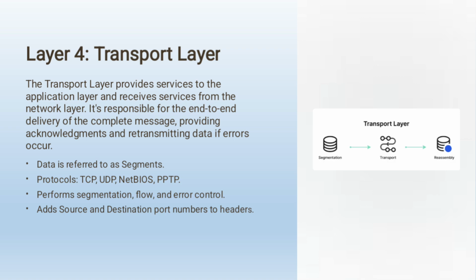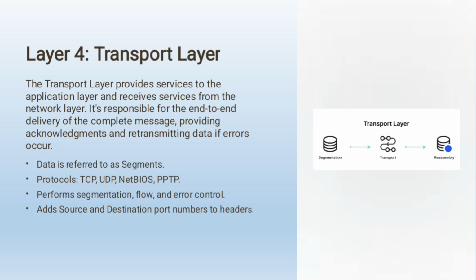Connection control. The transport layer can be either connectionless or connection oriented. A connectionless transport layer treats each segment as an independent packet and delivers it to the transport layer at the destination machine. A connection-oriented transport layer makes a connection with the transport layer at the destination machine before delivering the packet. After all the data are transferred, the connection is terminated.